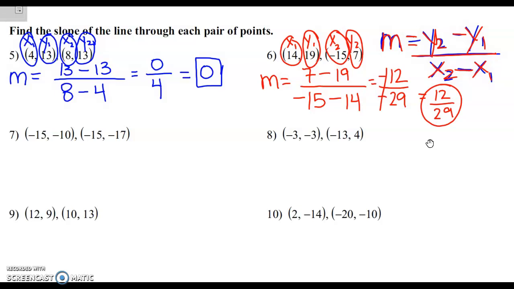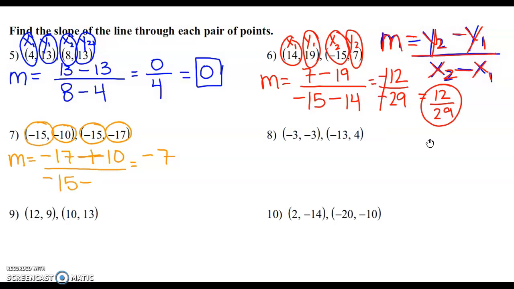Now we're going to have some more negatives, so always be careful with your negatives. So number 7, we go slope equals y2, the second y is negative 17, minus y1, the first y is negative 10, but minus a negative is like adding. So negative 17 minus a negative 10 is negative 17 plus 10, which is negative 7, over the second x is negative 15, minus the first x is negative 15. So minus a negative 15 would be like adding 15, which gives us 0. Here's one of those examples. You can never divide by 0, so this would mean that our slope is undefined.